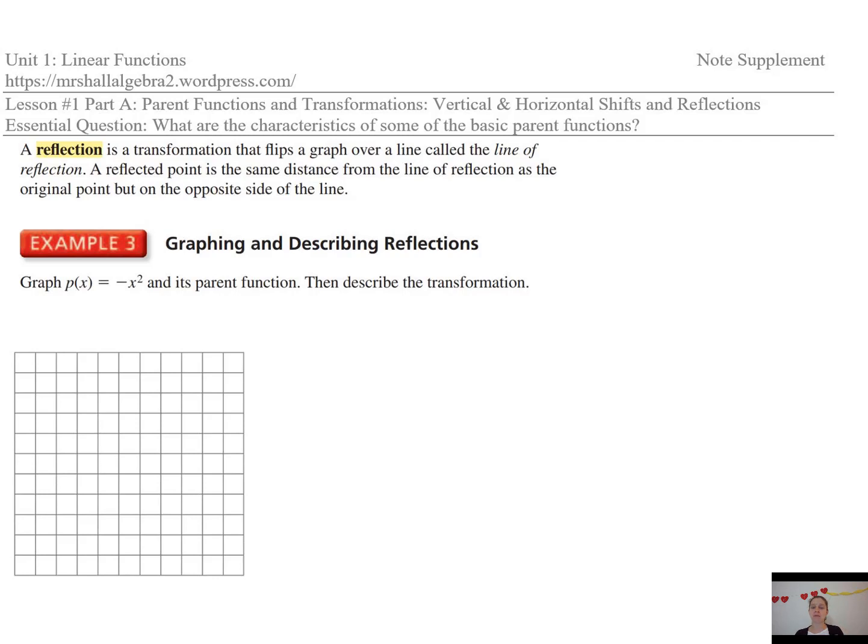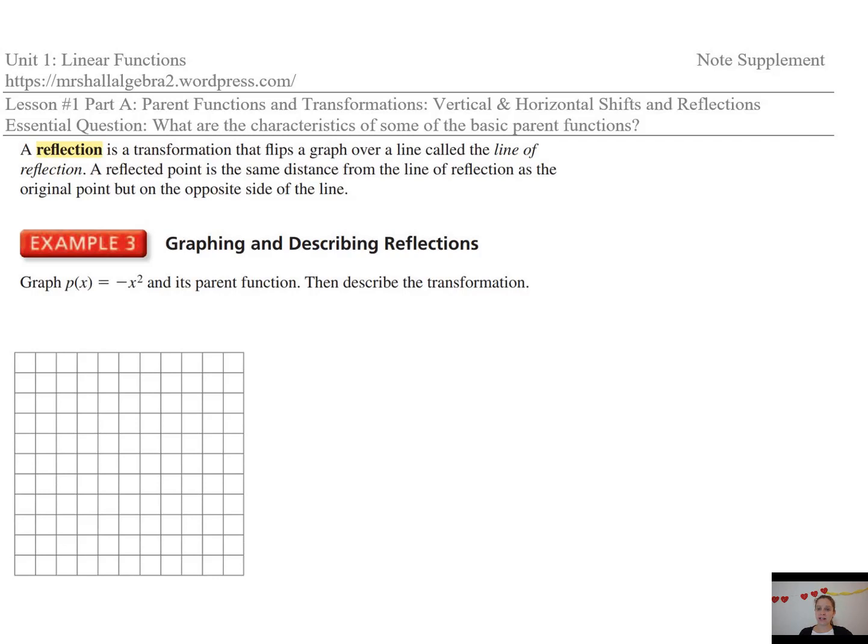And in example 3, we're going to focus on a reflection. A reflection is a transformation that flips a graph over a line called the line of reflection. A reflected point is the same distance from the line of reflection as the original point, but on the opposite side of the line. Example 3, graphing and describing reflections. Graph p of x equals -x squared and its parent function. Then describe the transformation.